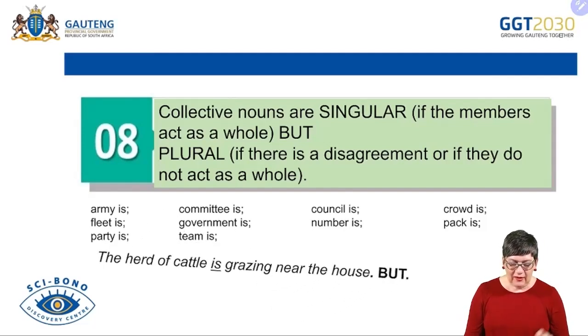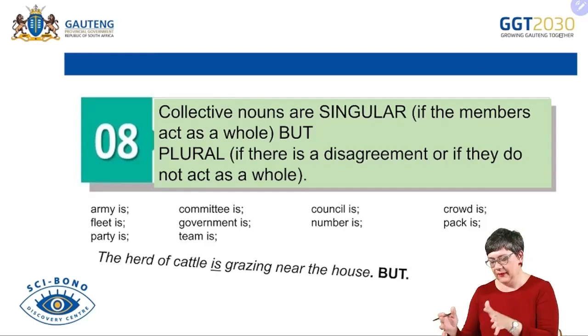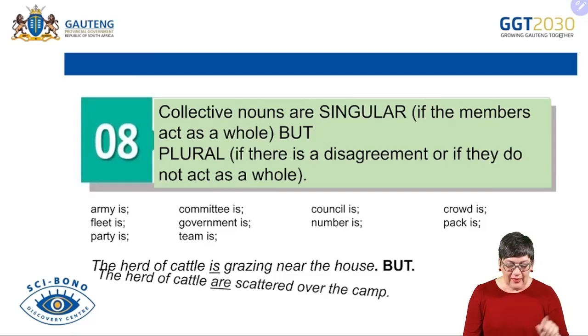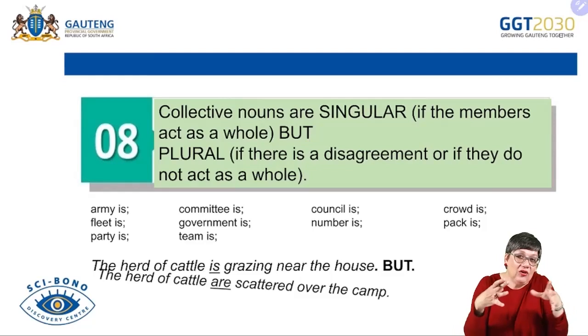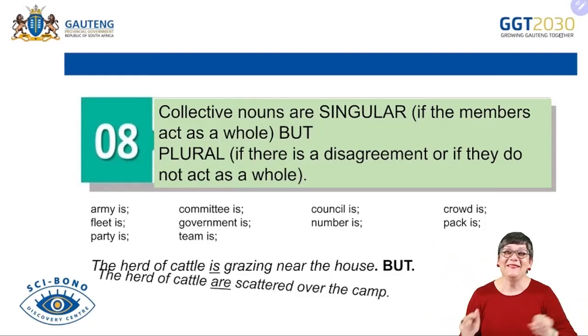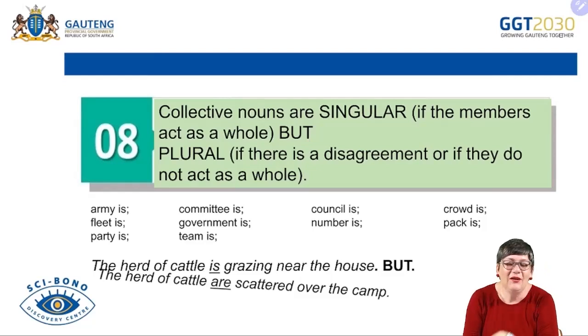We're thinking about them as one thing. Let me give you, the herd of cattle is grazing. So all of them is doing the same thing. It's a herd of cattle and they're all grazing near the house. And that's why it is. But the herd of cattle are scattered over camp. And now in this case, they're not a single entity anymore. They're all over the place. And that is where I'm using are. You have to read very carefully. And if I were you, make a little picture in your mind. That's the easiest way to do it.